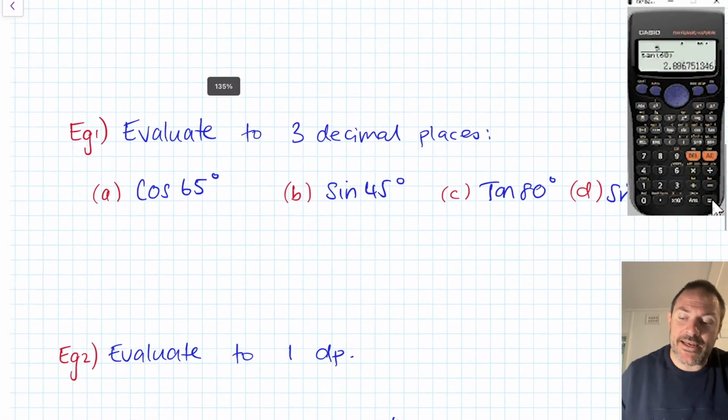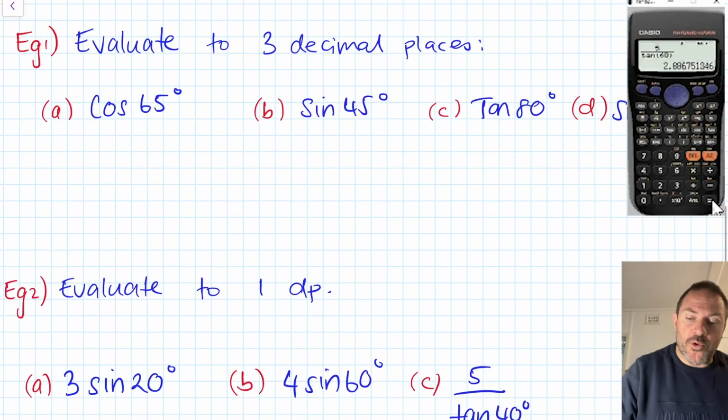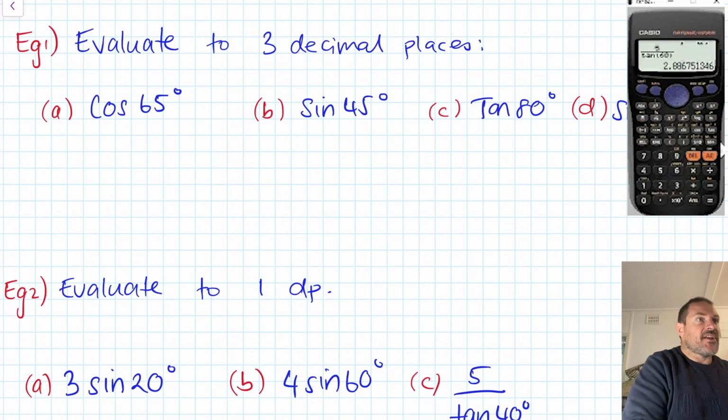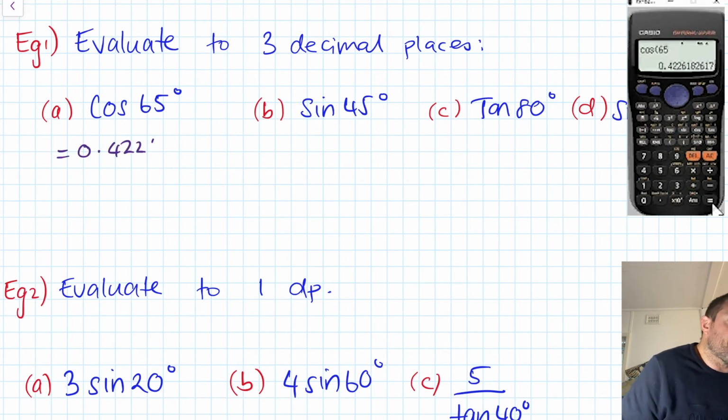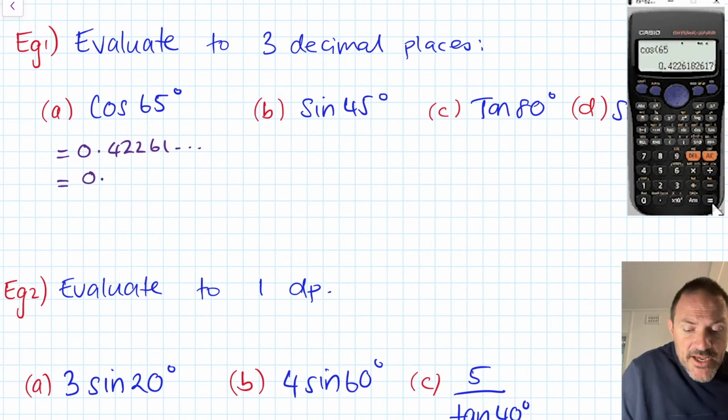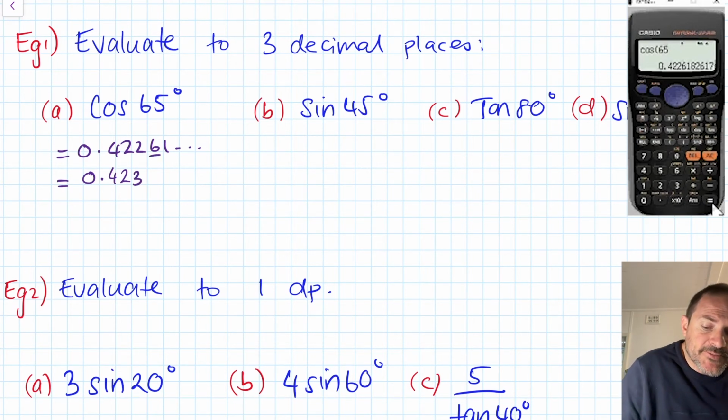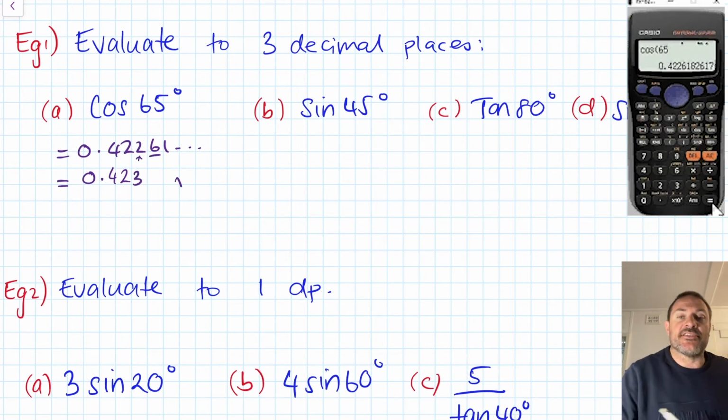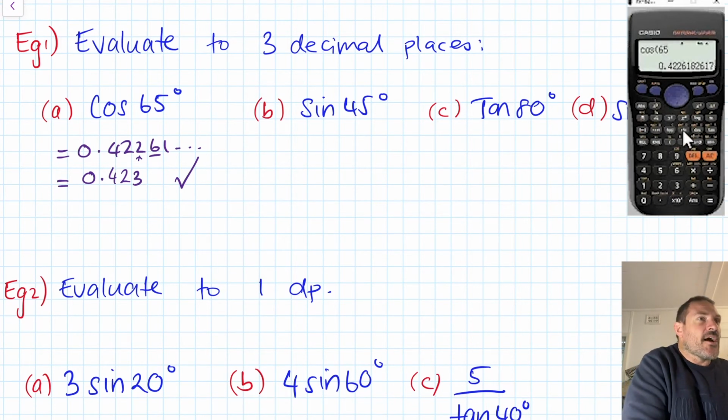Okay, how did you go, gents? I'm going to go through each one. Okay, so we have 4 questions to begin with. So you can see my calculator. I'm going to type in cos 65. I'm going to press equals. It says 0.42261... It says to 3 decimal places. So 423, because the 6 pushes him up to a 3. So 0.423. Sine 45.